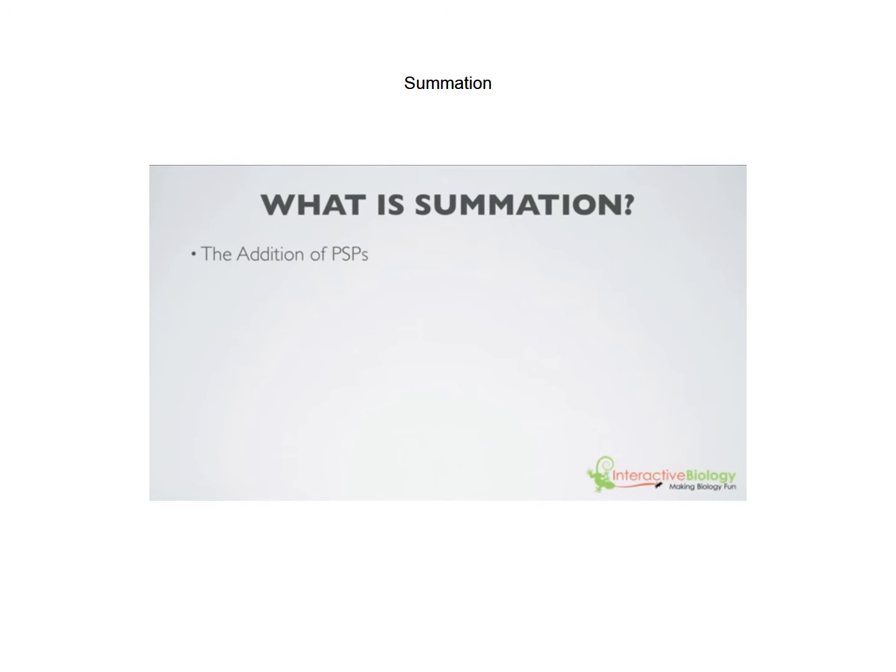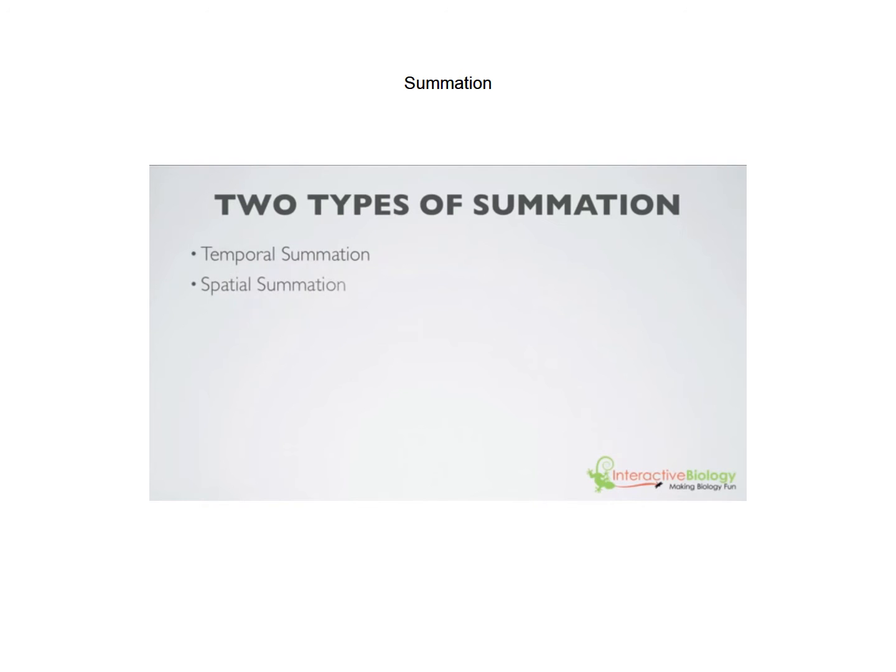With that understanding, let's look at the two types of summation. We have temporal summation and we have spatial summation. And I'm going to do a drawing to illustrate both. With temporal summation, what we have is a presynaptic neuron. So let's just draw an axon, and I'm going to simplify it by making it just one axon terminal. And that makes a synapse with a postsynaptic neuron.